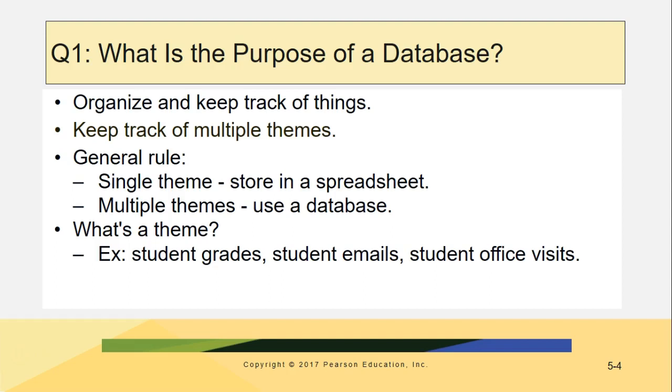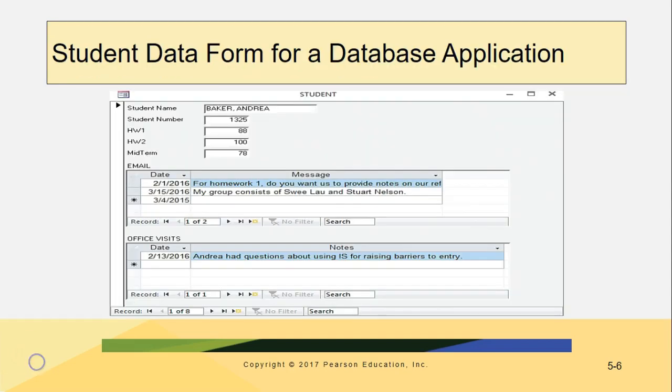So in our university database where we're storing things about the example that we use about classes, we need to store information about students, about courses, about classrooms, about faculty members, about offerings, and about enrollments. Those are multiple themes, therefore we need a database.